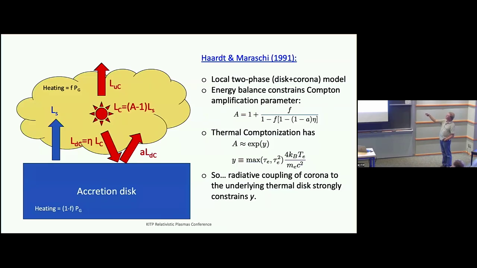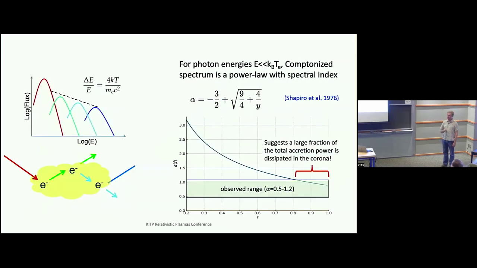And you can then relate that through thermal Comptonization theory to the Compton Y parameter, which is basically just optical depth times temperature in dimensionless form. And you find that the fact that this rate of coupling actually constrains A quite tightly, therefore it constrains the Compton Y parameter quite tightly. You can then go on to say, what does that mean for the spectrum? Once you know the Compton Y parameter of the corona, that combination of optical depth and temperature, you can start to predict the spectrum of the corona.